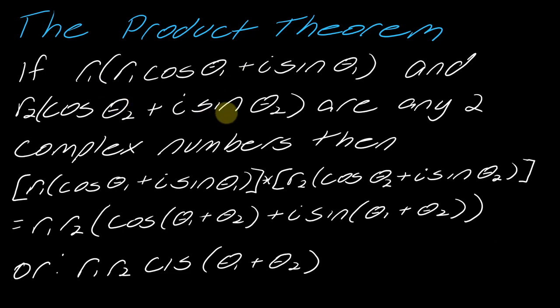Because if I have these two complex numbers and I want to multiply them together, I multiply the r's together, and then I just add up the degrees. That's it. And you could write it like this, or you could write it like this. That's what the product theorem says. So it's actually surprisingly easy.